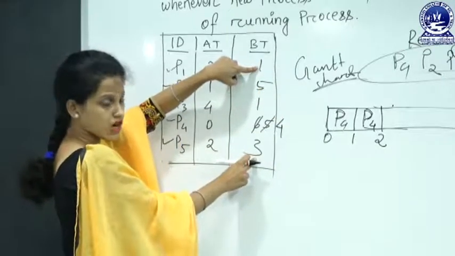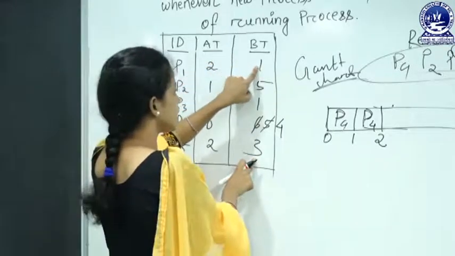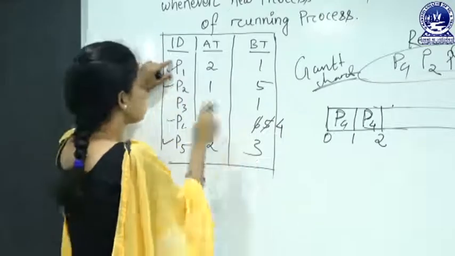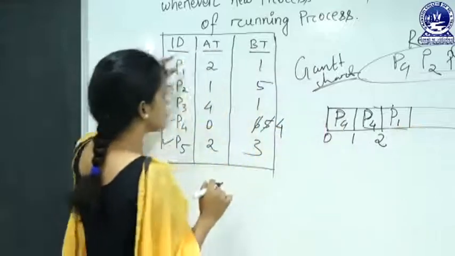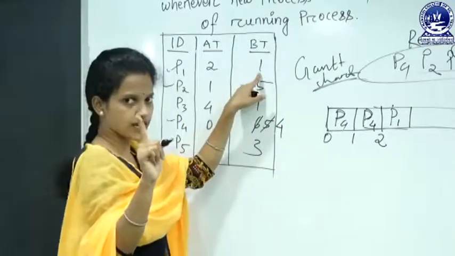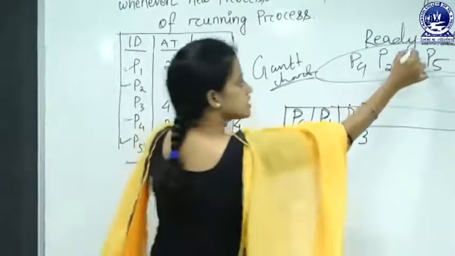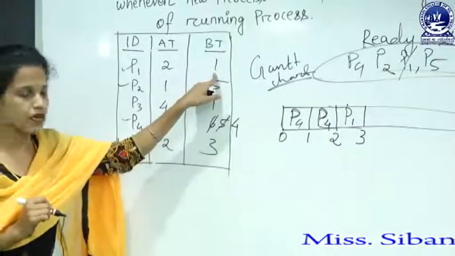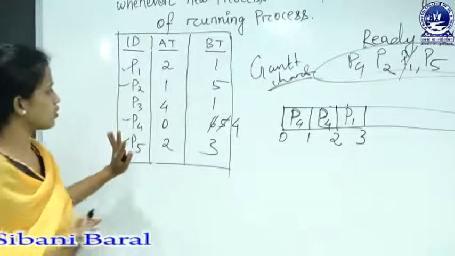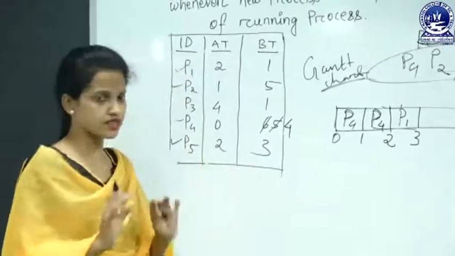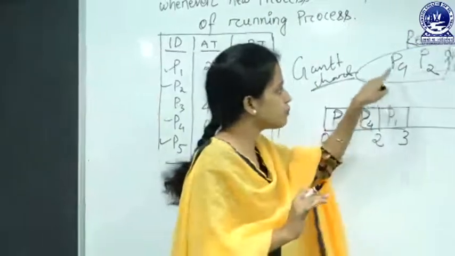Which is small? 1 is small. So we have to allocate the CPU to the P1. P1 will continue its execution for how much time? For 1 millisecond. So P1 is terminated. Next, at 3 milliseconds, is there any process at the ready state? No. At 3 milliseconds, there is no newly arrived process at the ready state. We have only P2, P4, P5.